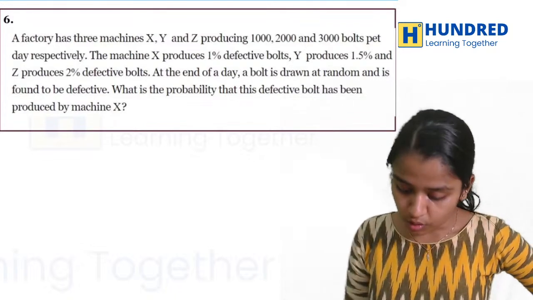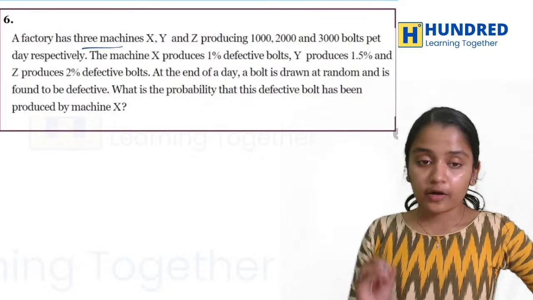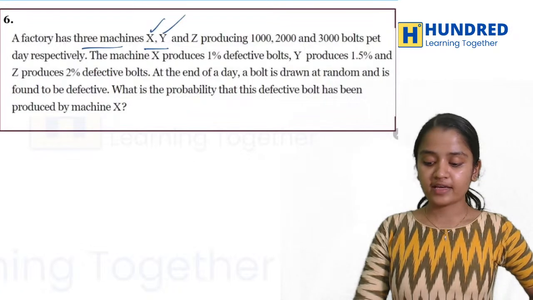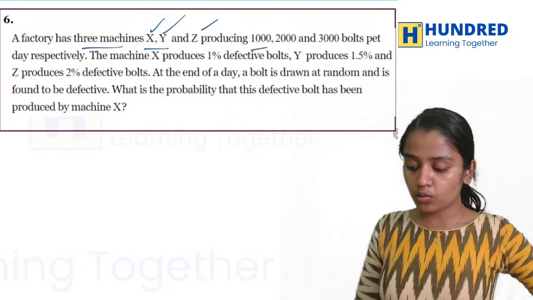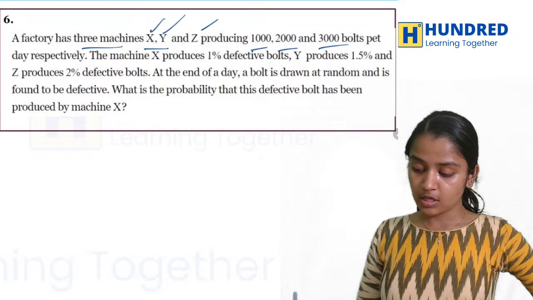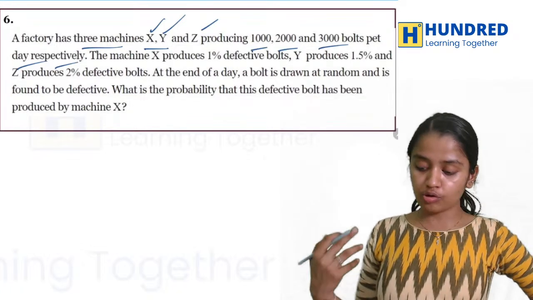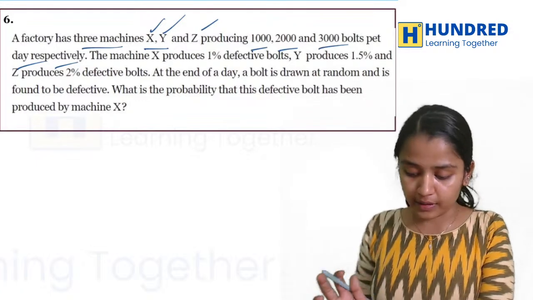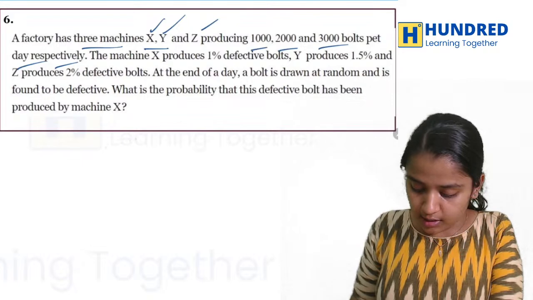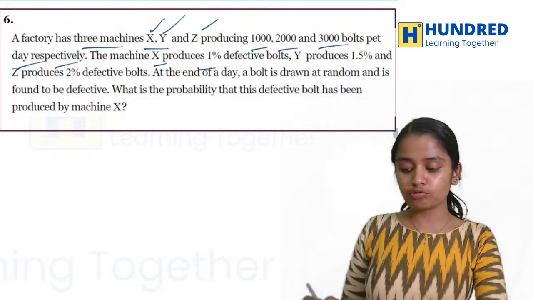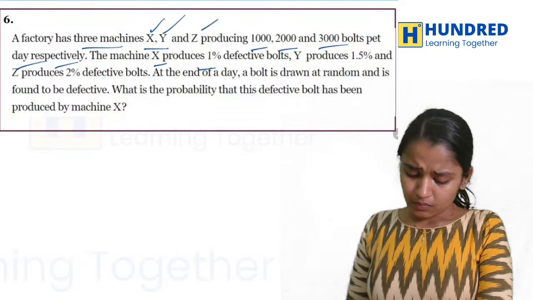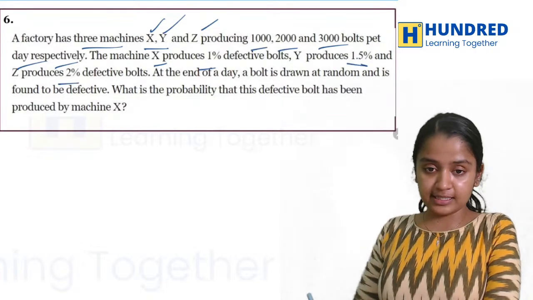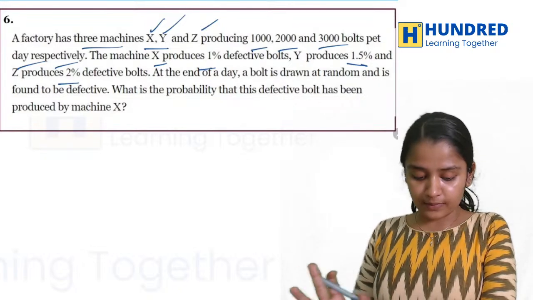Okay, so இப்போ வந்துட்டு a factory has 3 missions. 3 missions இருக்கு factoryல. You have X mission, Y mission and Z mission. Okay, 1000, 2000 and 3000 balls per day respectively. They manufacture பண்றாங்க, இவ்ளோ balls manufacture பண்றாங்க per day. So இதுல வந்துட்டு X produces 1% defective. So மொத்தமா X வந்துட்டு 1% defective, 1.5% defective, 2% defective நமக்கு வந்து சொல்றாங்க.